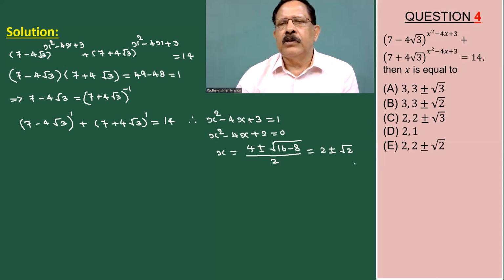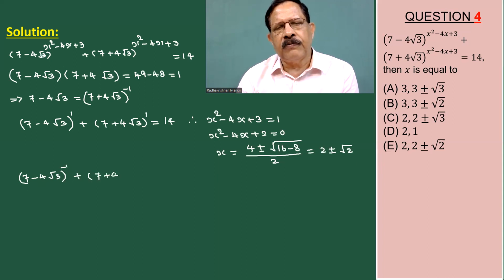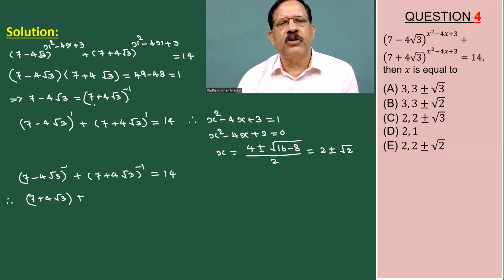Now, how 2 also is becoming a solution? Because 7 minus 4 root 3 raised to minus 1 plus 7 plus 4 root 3 raised to minus 1 also is 40. Why? Because 7 minus 4 root 3 raised to minus 1 is 7 plus 4 root 3, one is reciprocal of the other, and 7 plus 4 root 3 raised to minus 1 is 7 minus 4 root 3. So there are two possibilities.